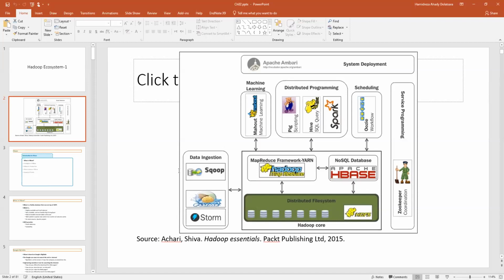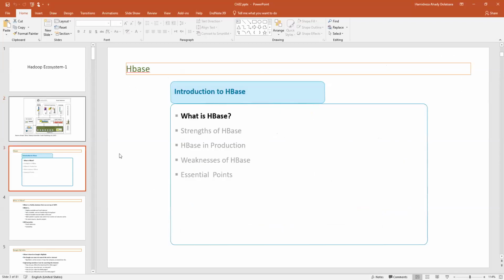Any questions? Okay, let's talk a little bit about HBase, which is a NoSQL database system. NoSQL basically means the structure of data management is not similar to SQL Server that you are used to.